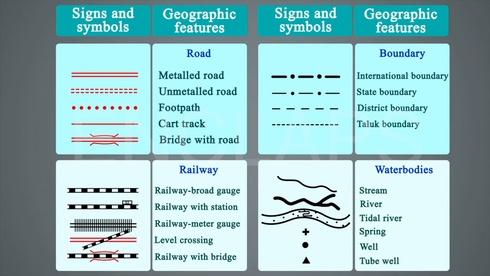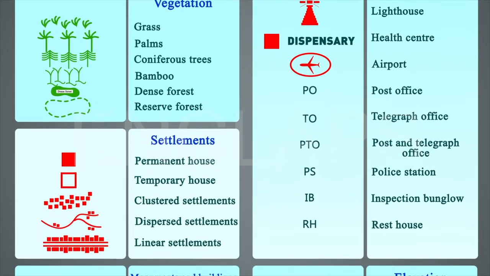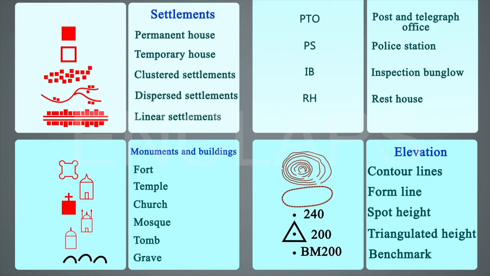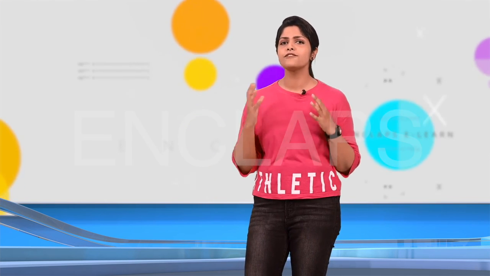These are symbols showing different types of roads, boundaries, railway, water bodies, vegetation, settlements, monuments and buildings, elevation and various man-made features such as lighthouse, health center, airport, post office, police station, inspection bungalow, rest house, etc. I hope you have understood what are topographical maps, its uses, their layout and numbering, and different conventional signs and symbols in topographical maps.